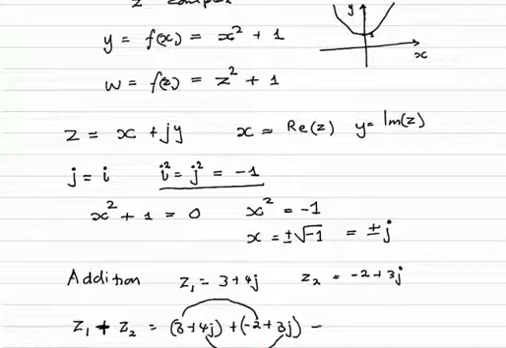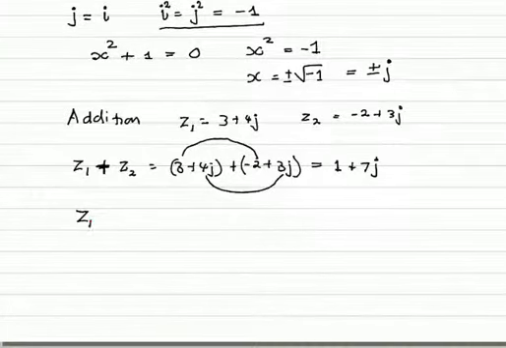So in this case, we have to add corresponding parts. Saying 3 plus minus 2 will give us 1. I think here you need to remember your basic operations with signs. Next we have 4 plus 3, which gives 7, and we label that as the imaginary part. I hope that is very clear. Coming to multiplication, we'll write z1 multiplied by z2.